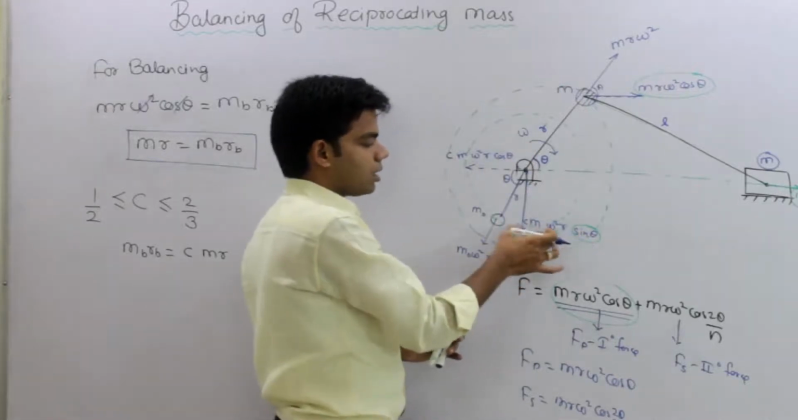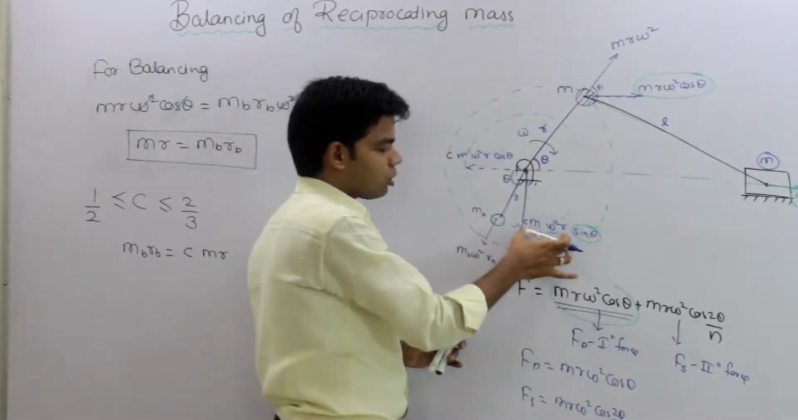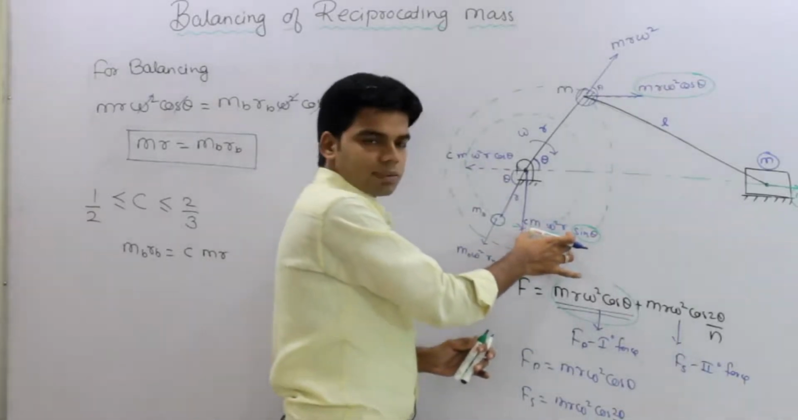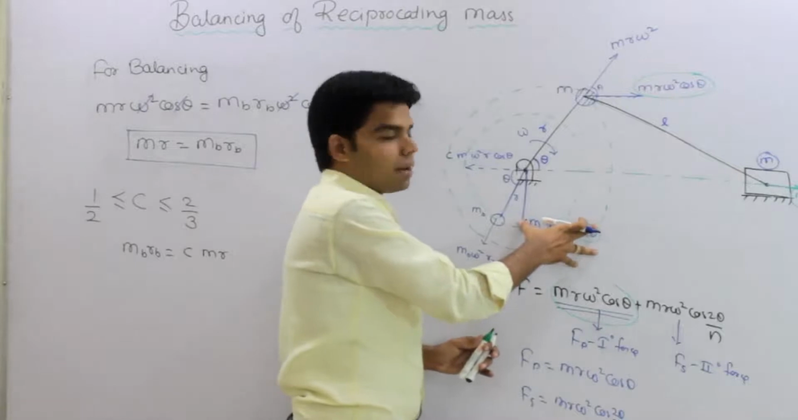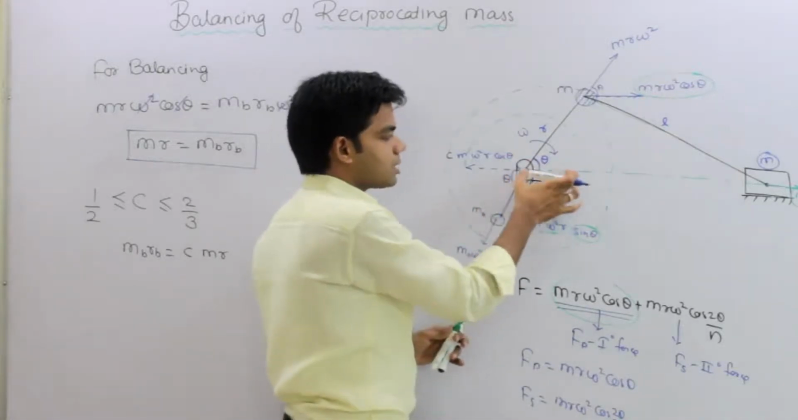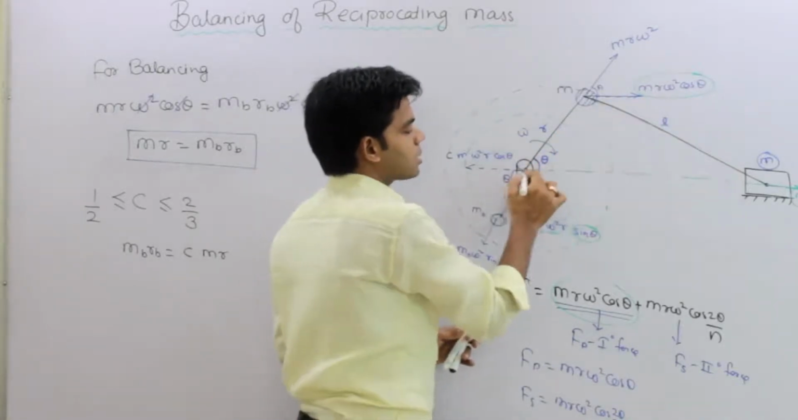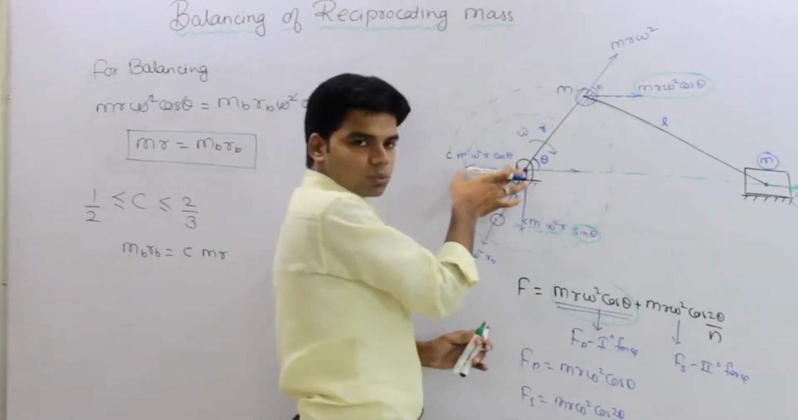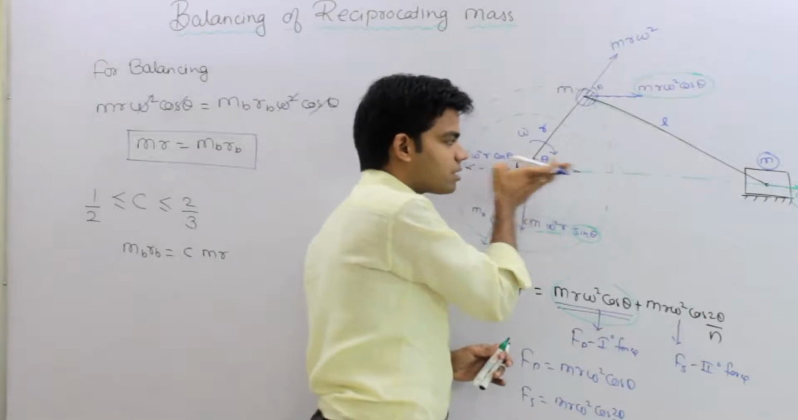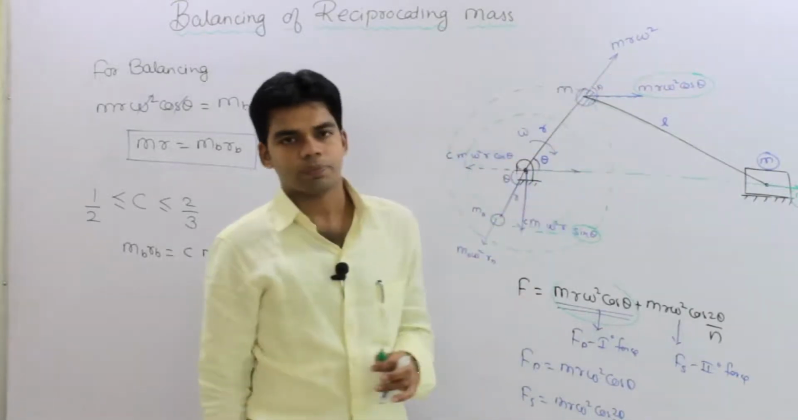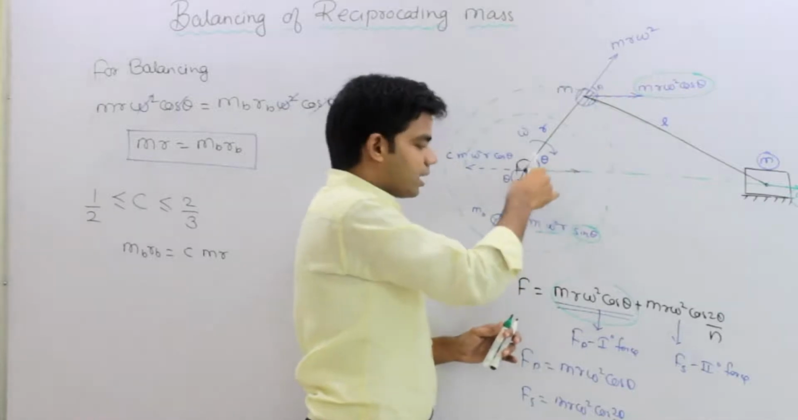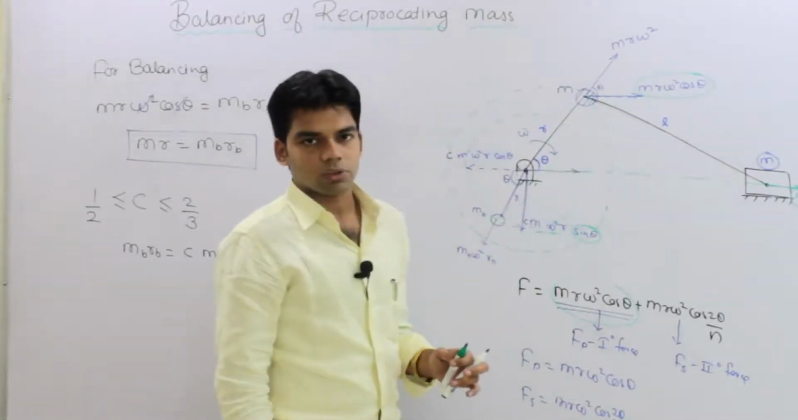So what we did is balance a c fraction of it. So this now becomes c m r omega square sin theta, where c is obviously less than 1. So this force is minimized. But as a result of that, this particular force m omega square r cos theta is not completely balanced. It is only partially balanced. Therefore there will be an unbalanced force along the line of stroke. So now we will have an unbalanced force along the line of stroke and an unbalanced force perpendicular to the line of stroke. Getting this now?